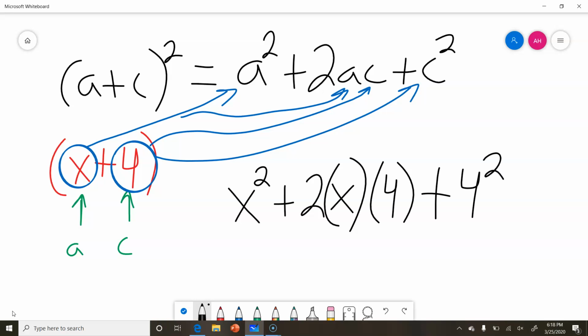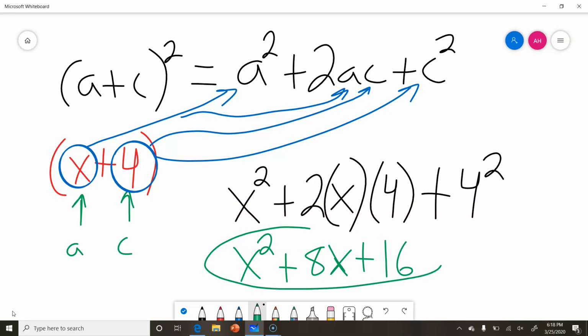Last step and final. We just simplify. 2 times 4 is 8, times x is 8x, plus 4 squared, which is 16. And there's our final answer. So instead of using the FOIL method, you could do that. Now, for some of you, it was probably faster to just use the FOIL method.